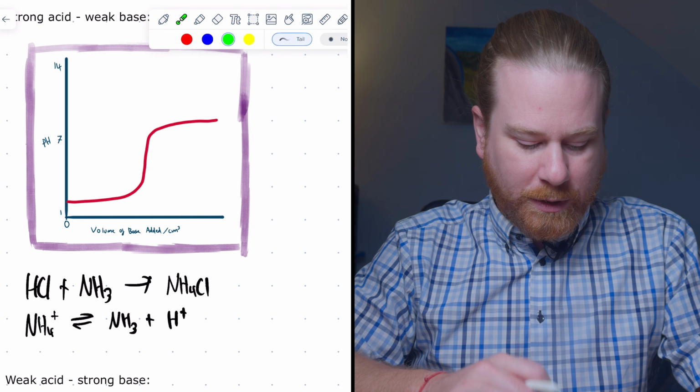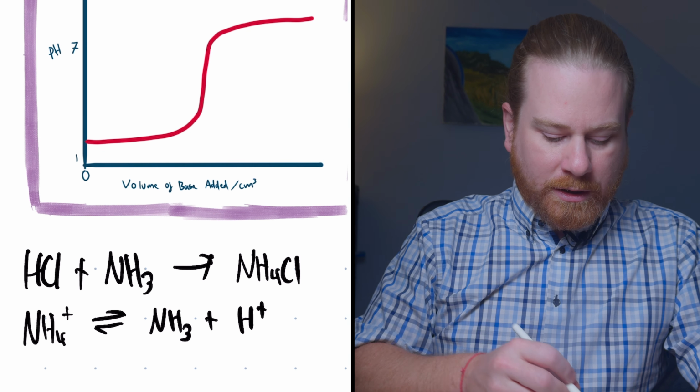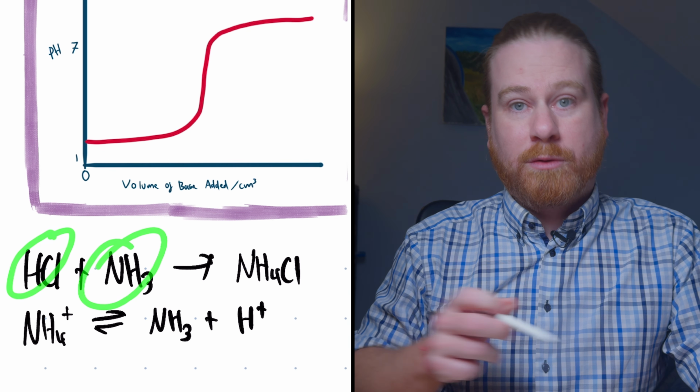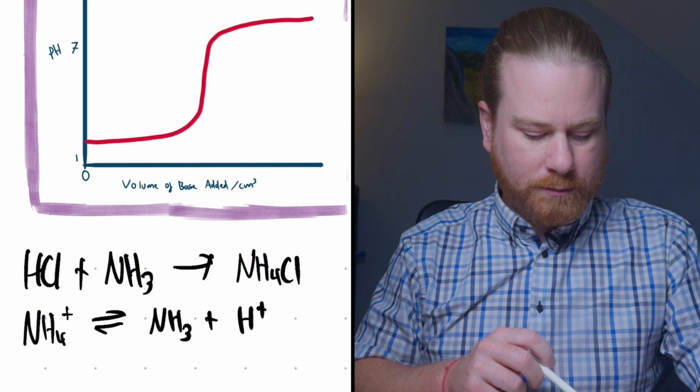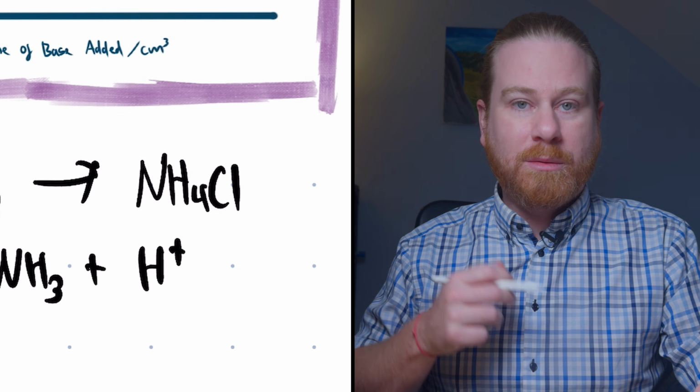So we're going to have a quick look at salt hydrolysis now, but the next video is going to go into this in more detail. So we could have, as our strong acid, hydrochloric acid, and this could react with our weak base of ammonia, and this could give us our salt of ammonium chloride.